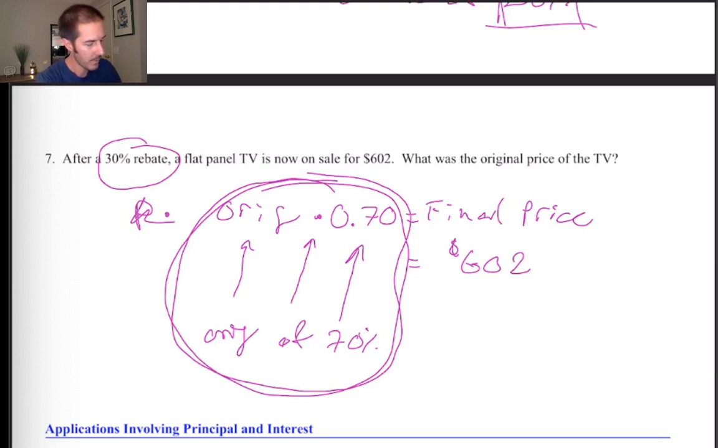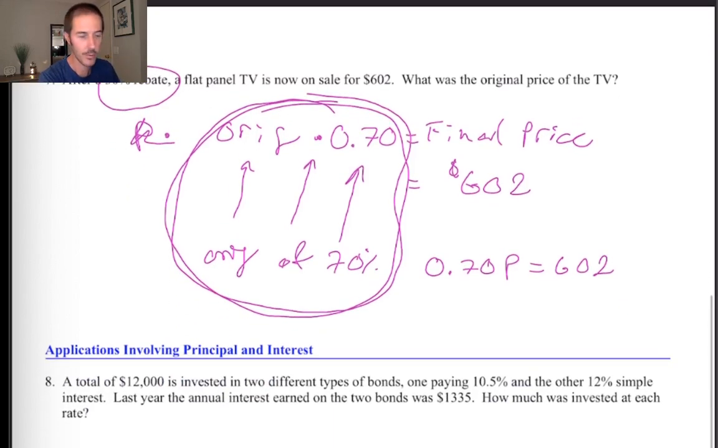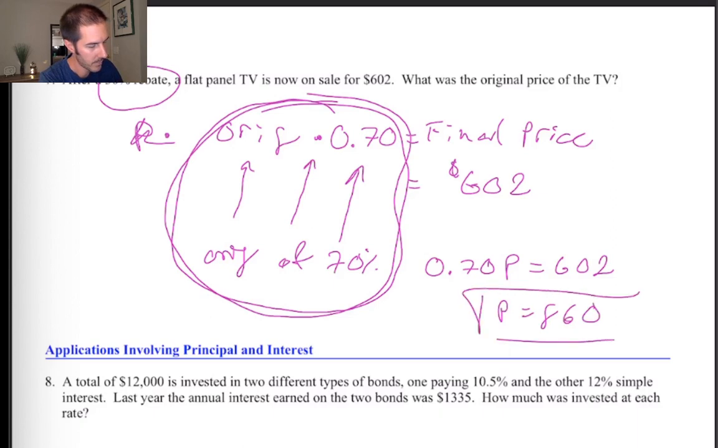Now we've got the original price, capital P. Well, if we write it in the other order, we'll write it as 0.70 times the original price is equal to the final price. Of course, we know that the final price is $602. And now we can divide both sides by 0.70. Calculator, not doing that. 602 divided by 0.7 equals 860. So the original price of the TV before the rebate was $860.